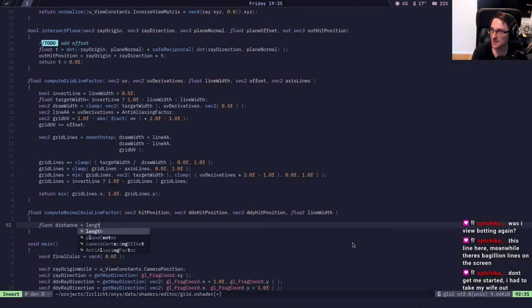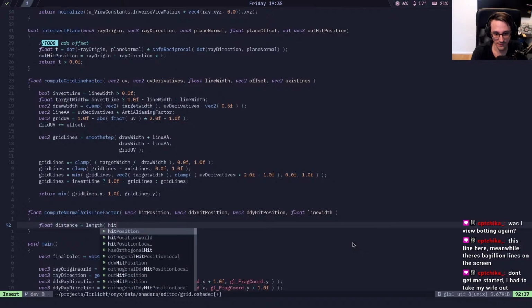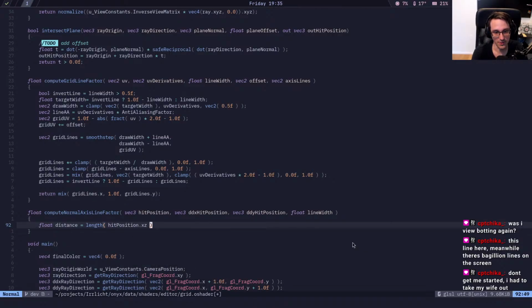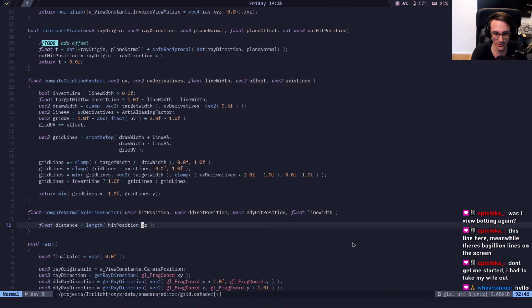Distance is the length of the hit position in XZ. You know what, we actually give it probably the 2D positions here, because we need to make it dynamic. Hello, Captain Chica. We just started, you didn't really miss anything.